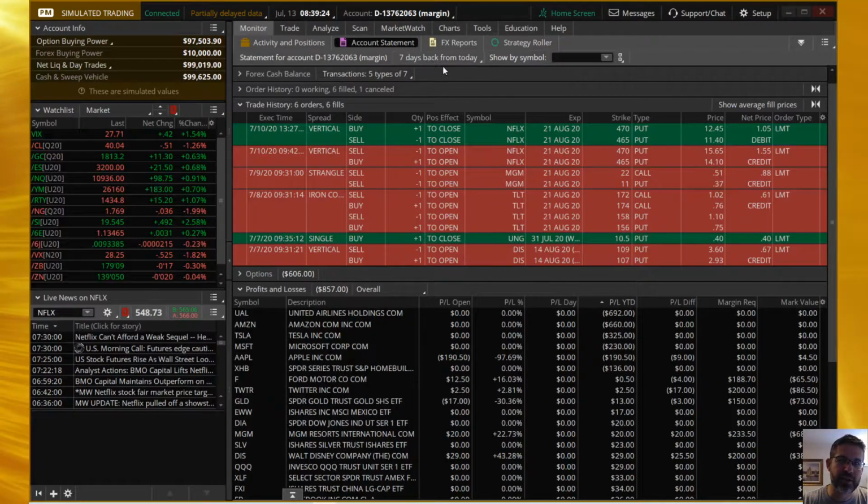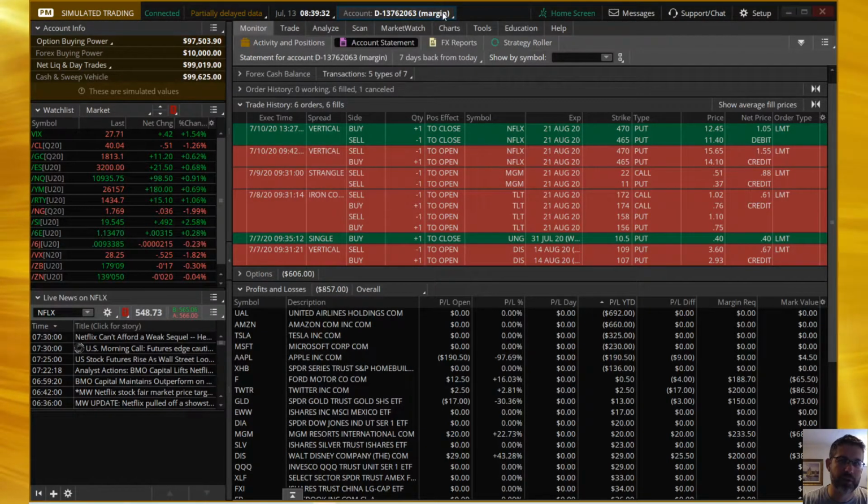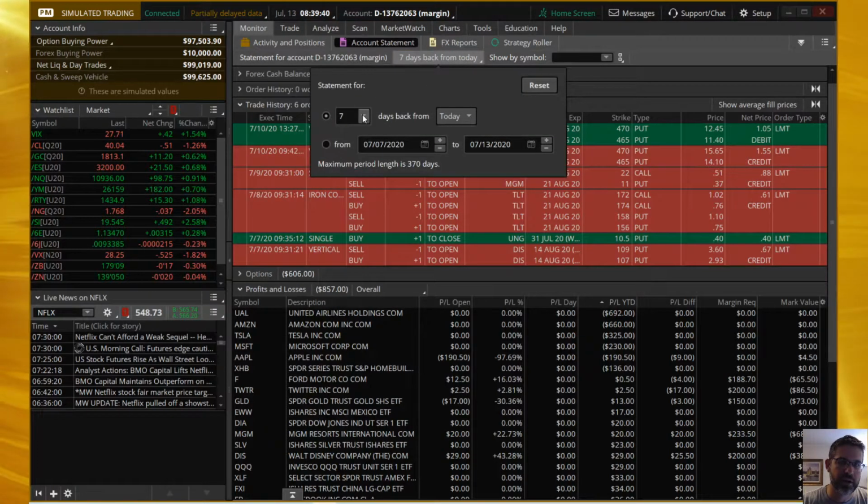And to get this, if you're not seeing this, make sure that your account, up here where it says margin for me, doesn't say total all accounts. You want to have a specific account. So in this case, margin or IRA, right? And then we want to look over here and see 7 days from today. You can set that to any of these values or a custom number or a date range in here.